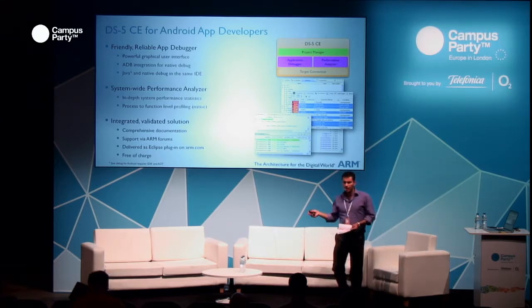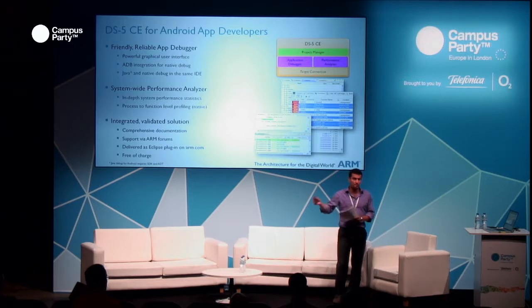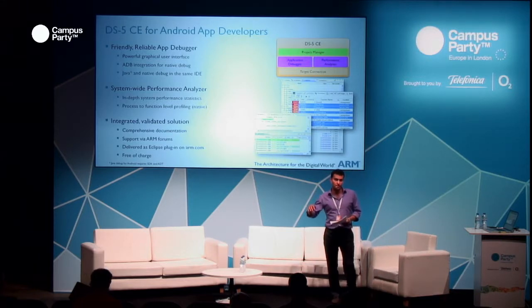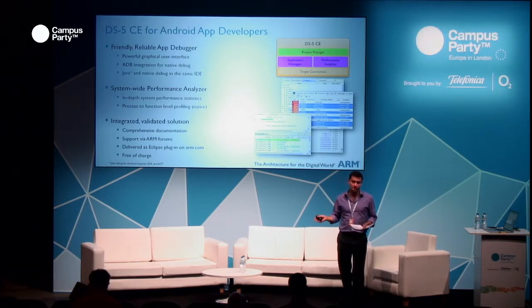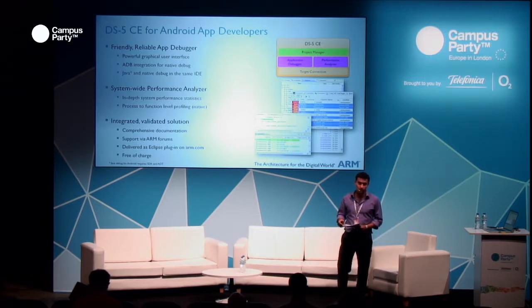There used to be another company which we worked with in the past where most people went and downloaded their GCC toolchain to do more ARM-specific development. But now with DS5, the Community Edition, anybody can access it for free, and it's all in the same package. You just download it, and it fits into your workflow very nicely.